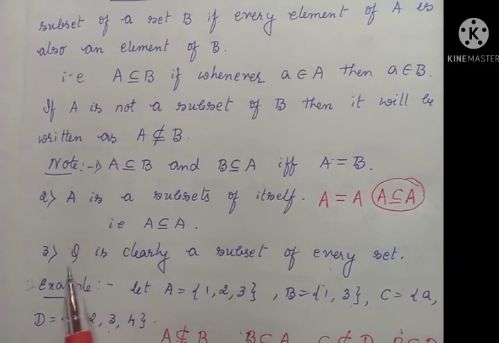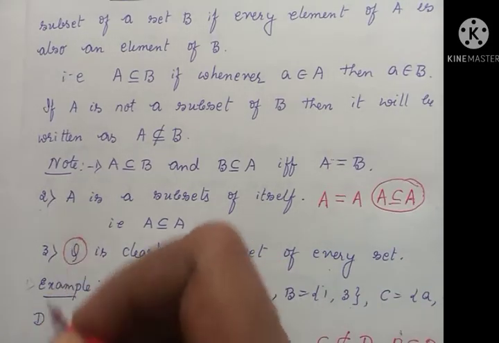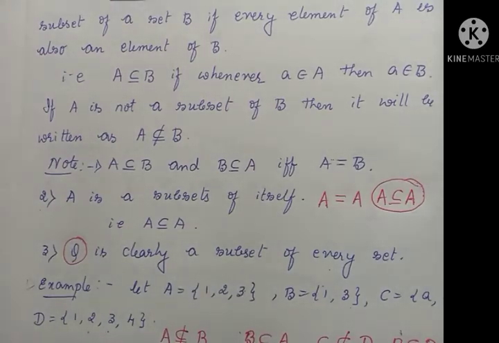Okay. Next, the empty set. This is the symbol for the empty set. This is a subset of every set. For a set, if you want to write the subsets, you should write the empty set. There is nothing. Empty set means there is nothing here. So that is clearly a subset of a given set. So remember, for every set, if you want to write the subsets, first you have to write this empty set, then the remaining sets.